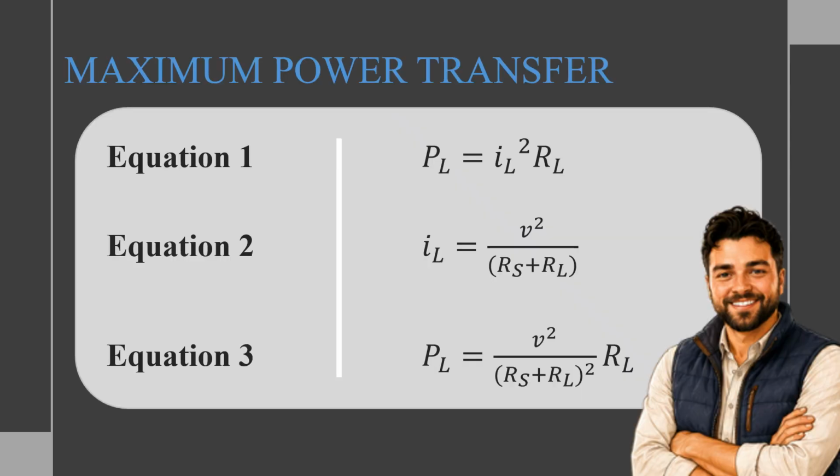One area of interest is finding the value of the load resistance that will absorb maximum power from the source. The power absorbed by the load is shown in equation 1, where we have the power equaling the load current squared multiplied by the variable of the load resistance. The load current can be determined in equation 2 by taking the voltage divided by the internal resistance plus the variable load resistance. And by substituting equation 2 into equation 1, we can rearrange the formula as shown in equation 3, where we have the power equaling the voltage squared divided by the internal resistance plus the load resistance, and that's squared, and then that is all multiplied by the load resistance.